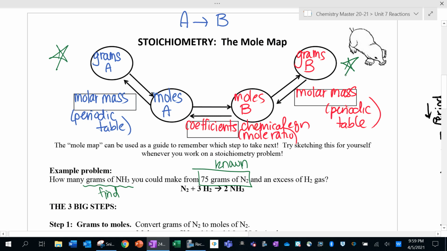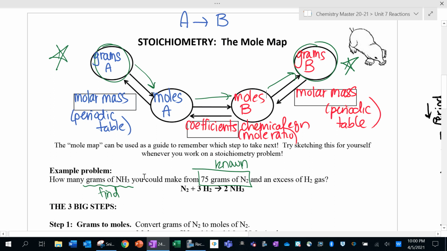If I take a look at this, I want to get from over here to over here. So it's going to take me 1, 2, 3 steps. That's what this mole map helps me do. It helps me figure out how many steps I need to take and what those steps are going to be. From the first step on my mole map, the first thing I want to do is convert grams to moles.